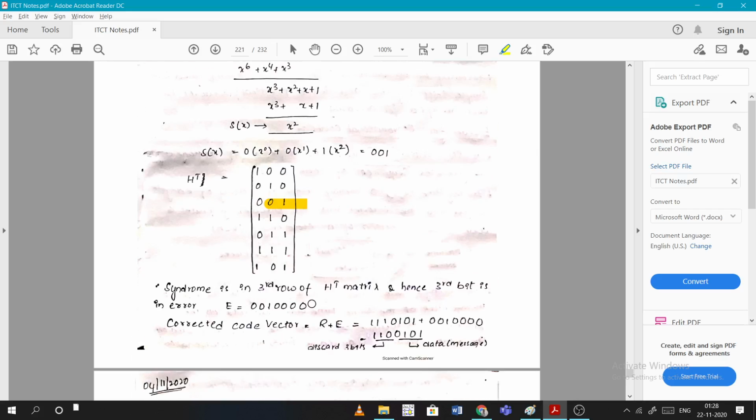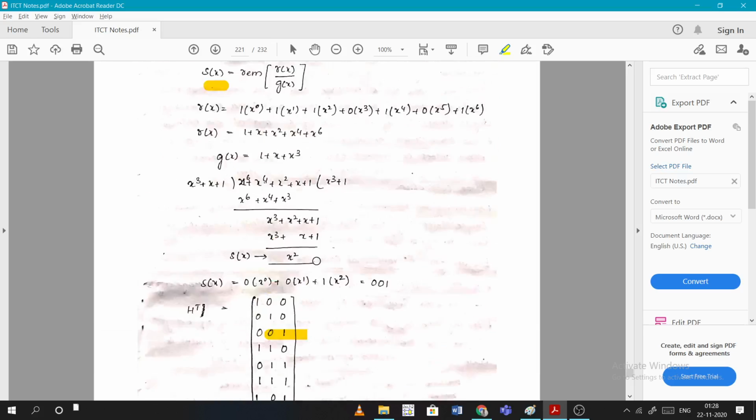The same way, for error correction, the third bit is in error, so in the error vector the third bit will be 1 and all the rest will be zeros. Taking R XOR E, we will get the corrected code word. So this is how we will do it.